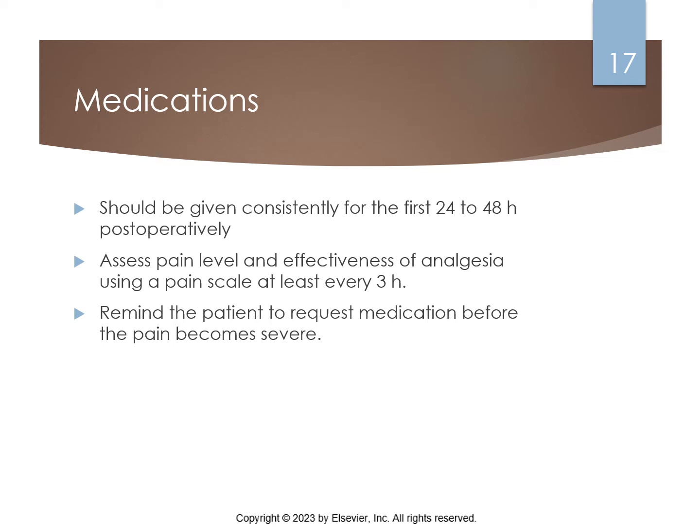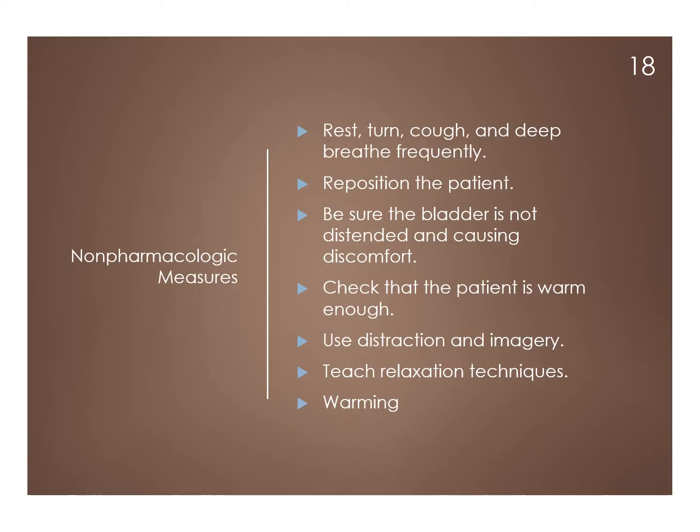Be sure to assess the pain level and effectiveness of analgesia using a pain scale, and do this every 2 to 3 hours. If it is too soon to give more analgesia medication, reposition the patient. Be sure that their bladder is not distended and causing any discomfort. Check that the patient is warm enough and use other comfort measures, such as distraction or imagery, to relieve their pain. Note when the analgesia medication is due again and have it ready to administer at that appointed time. Teach relaxation techniques that can help decrease a patient's discomfort.